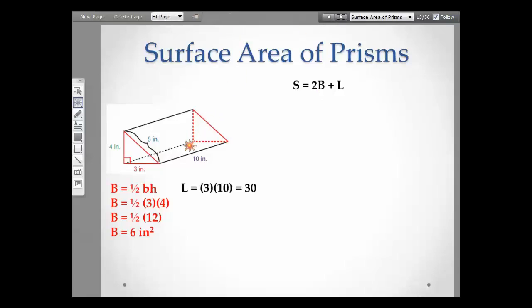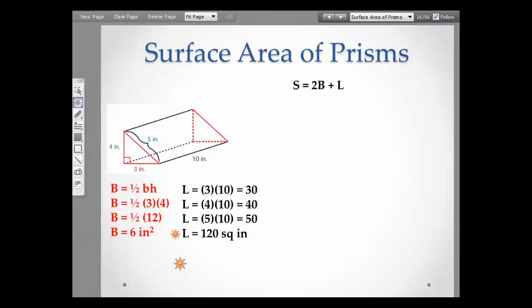Now for the area of the lateral faces, you're going to have to figure out each lateral face. There's 3 of them on this triangle. This bottom one right here, to find the area, I'm going to say 3 times 10, and I'm going to get 30. And then for this back one, I'm going to say 4 times 10, and I'm going to get 40. And then for this top one right here, I'm going to say 5 times 10, which is 50. I'm going to add all of those together, and my lateral surface area is going to be 120 square inches, or inches squared. It doesn't matter which way you write it.